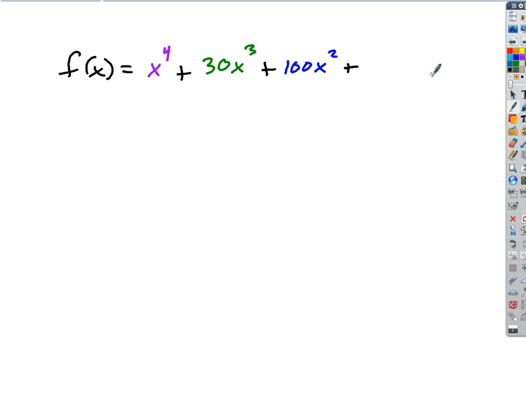plus, did I do that wrong? That's supposed to be red, isn't it? 100x squared plus 200x plus whatever you want. Doesn't even matter. Plus, let's just say, I don't know, 400. Okay? What's going to be the end behavior of this function? What do you think? Any ideas?